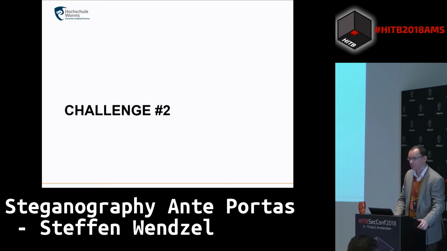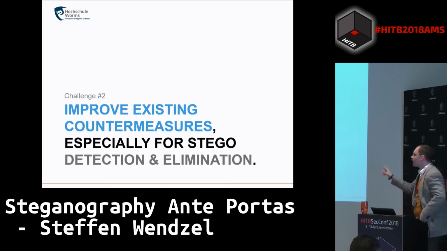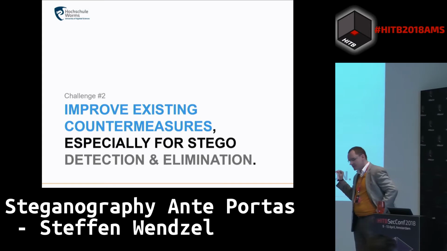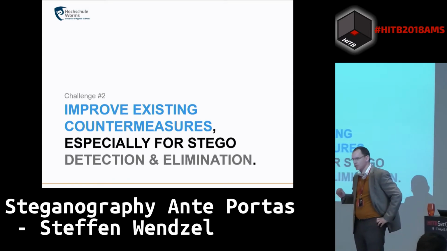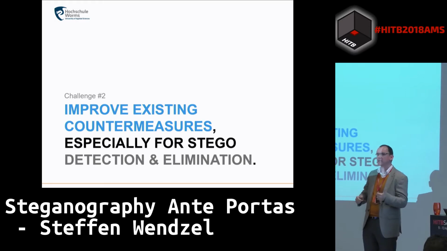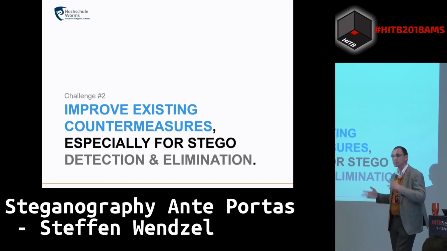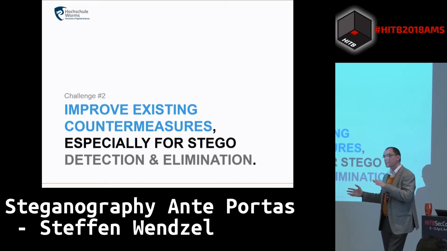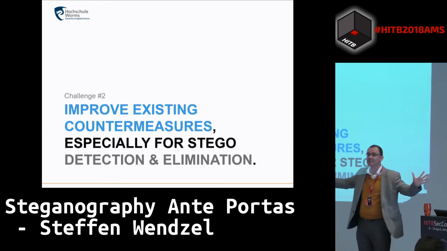Okay, challenge 2. Find new countermeasures. Because it's a challenging thing to find a good countermeasure. There are some good ones. You can either detect, you can limit, or you can prevent such a covert channel. But the big problem is there are so many.